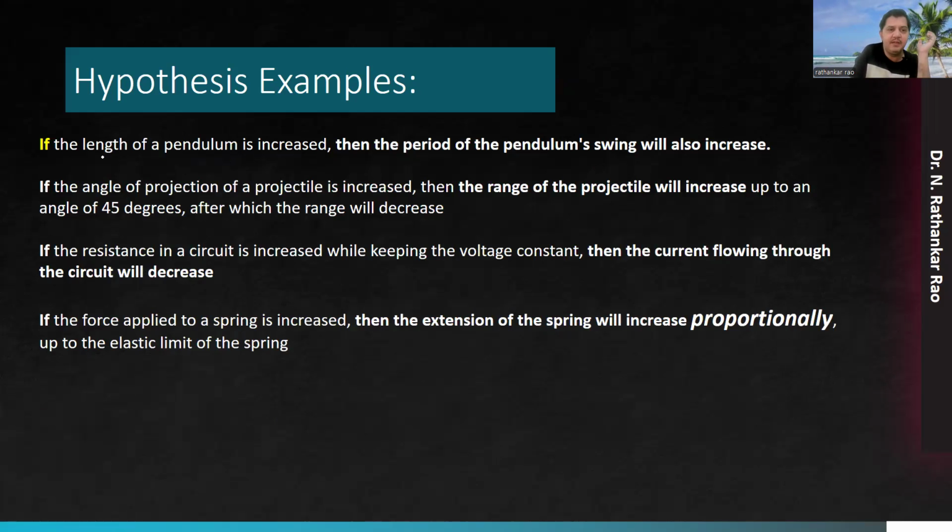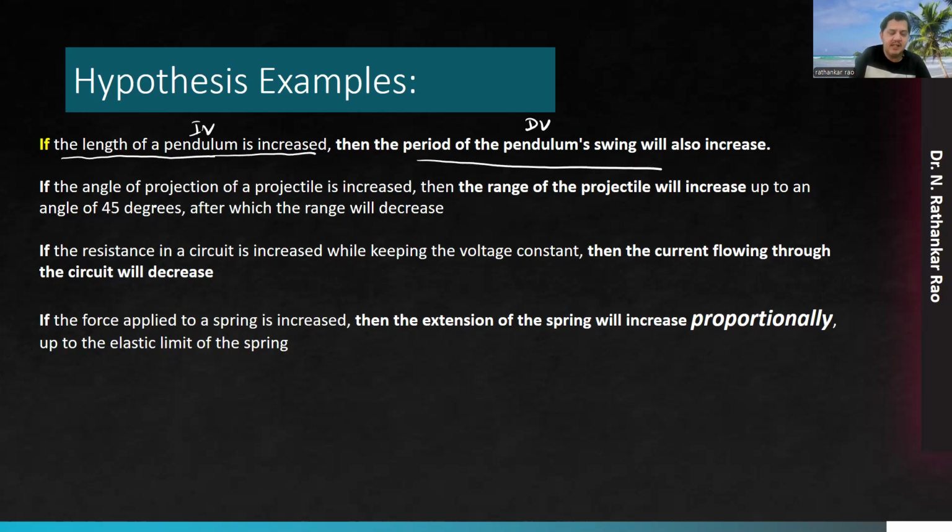So this will be your independent variable, right? Length of the pendulum is increasing. That means it's in your hand. You can have 5 centimeters, 6 centimeters, 7 centimeters. You can keep on increasing like this, right? So this is your independent variable, which is a measurable one. And the period of the simple pendulum swing will also increase. This will be your dependent variable, which means once you conduct your experiment, you will get some values.